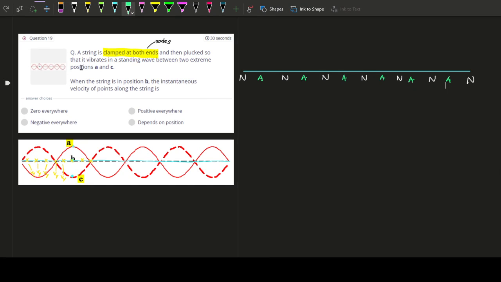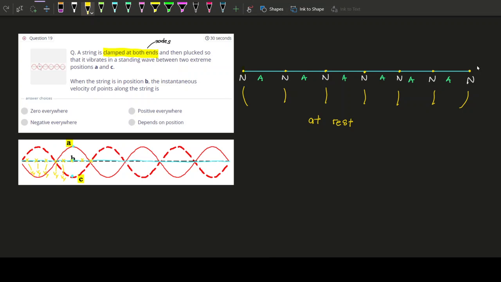They ask for the instantaneous velocity of points along the string. That means: what is its instantaneous velocity here, here, and here? Is every point having the same instantaneous velocity, or different instantaneous velocities? For that you probably have to go to Desmos and try to figure it out. If you look at Desmos, you will see that the particles at the node positions will all be at rest. They are not moving.